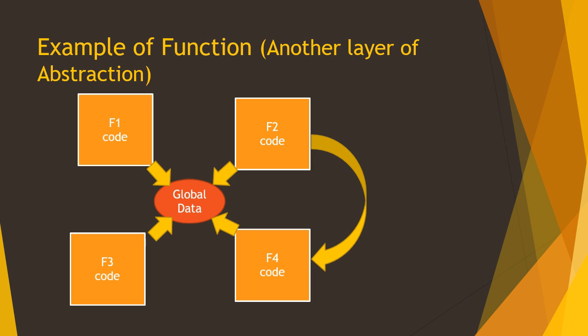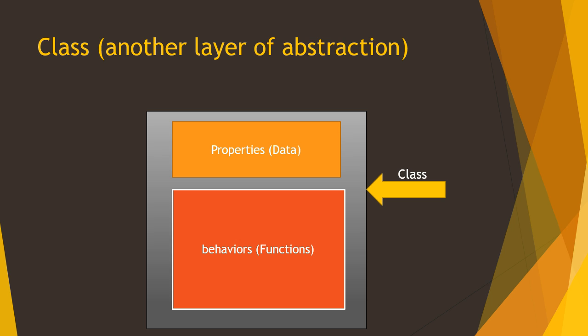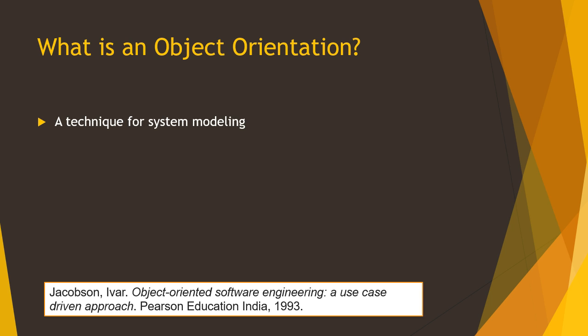So, in order to avoid this problem, it is better to use classes, which is another important concept in object orientation. A class is another layer of abstraction that contains both data and functions. You can also call data as properties and functions as behaviors. Now coming back to the question, what is object orientation? Object orientation is a technique for system modeling.